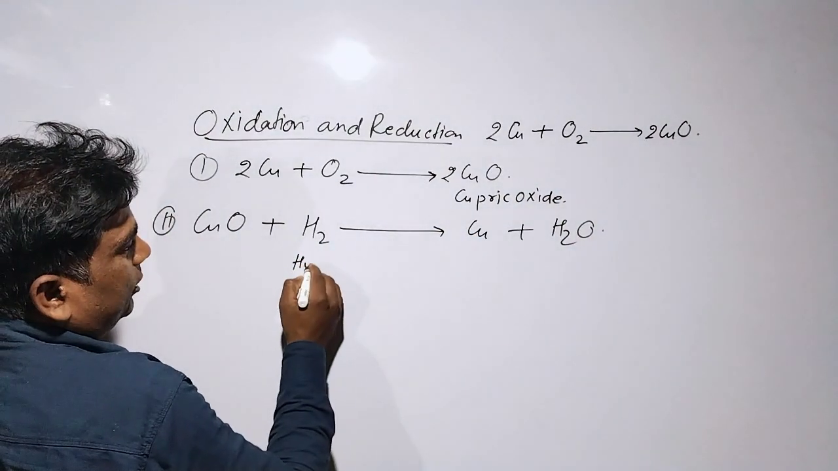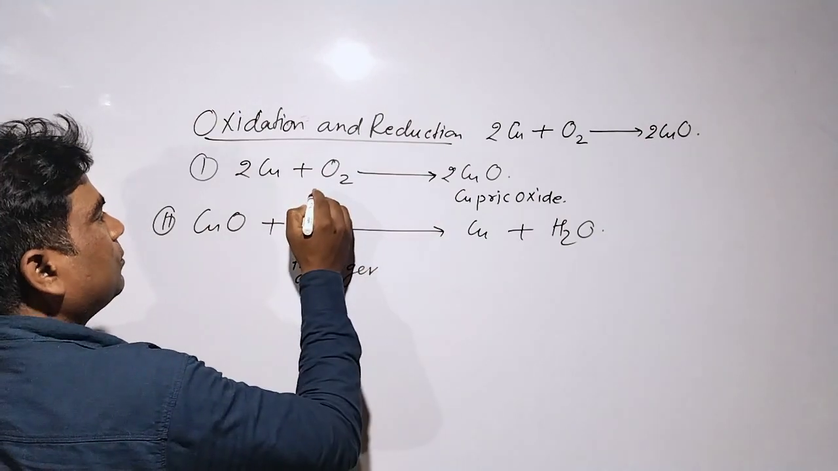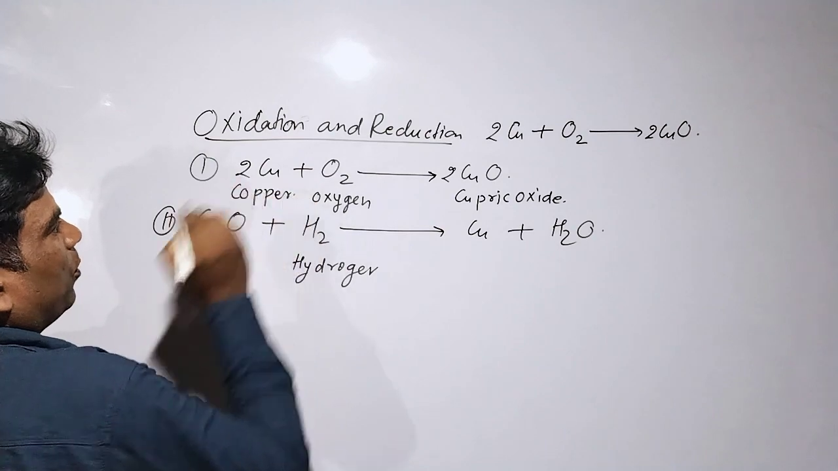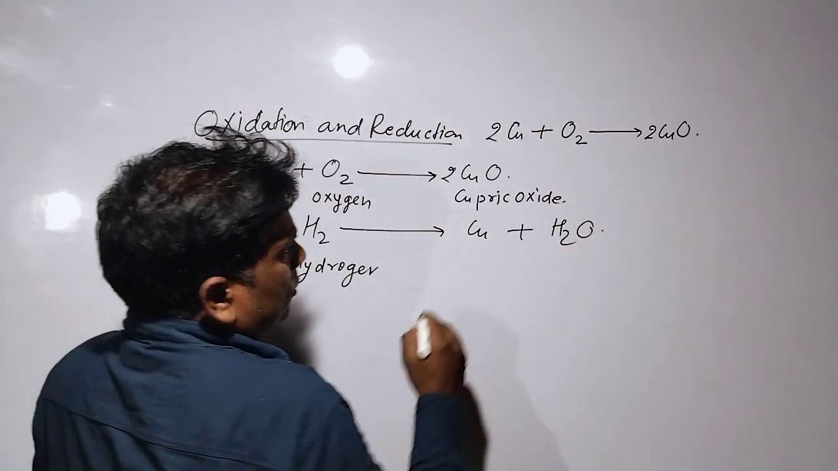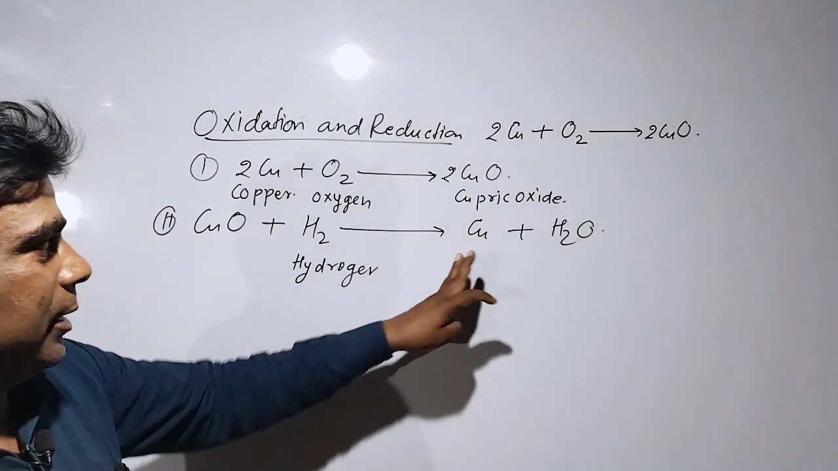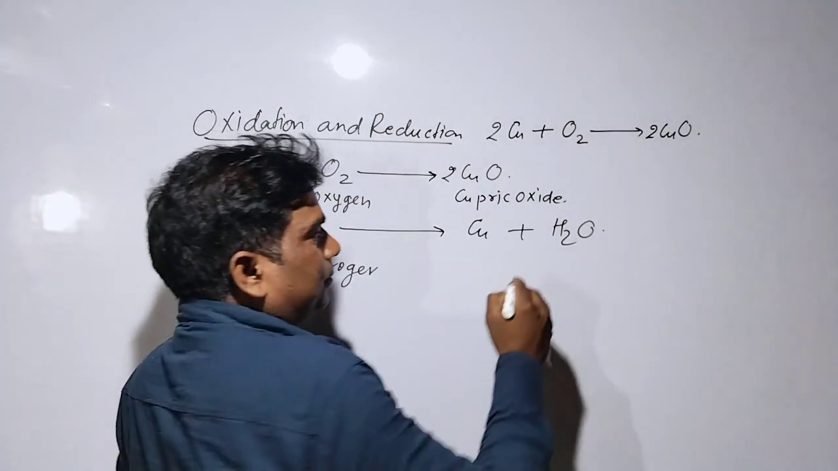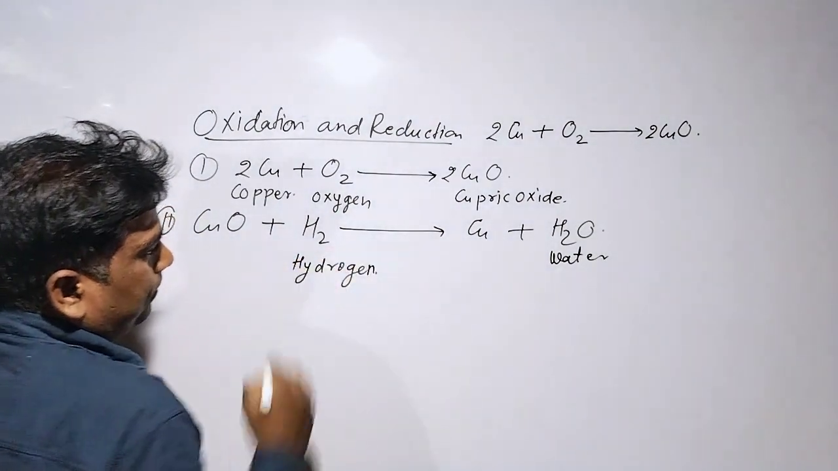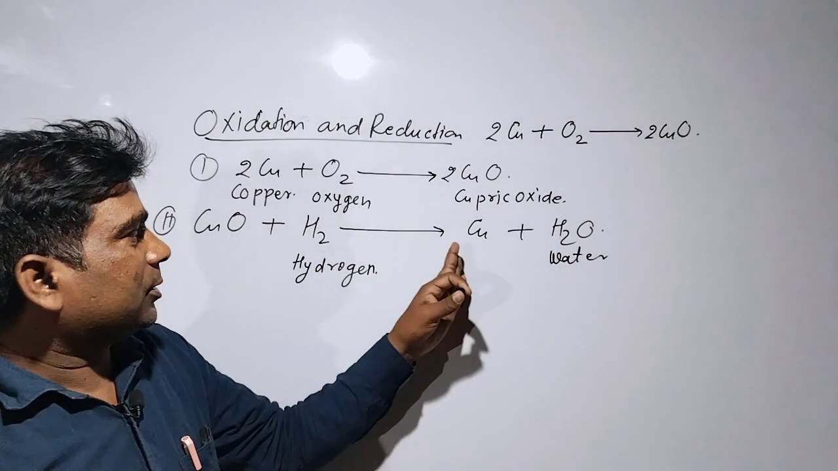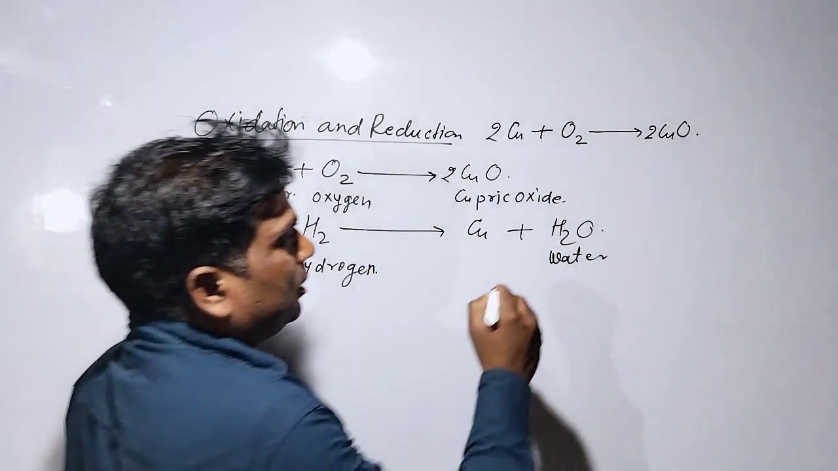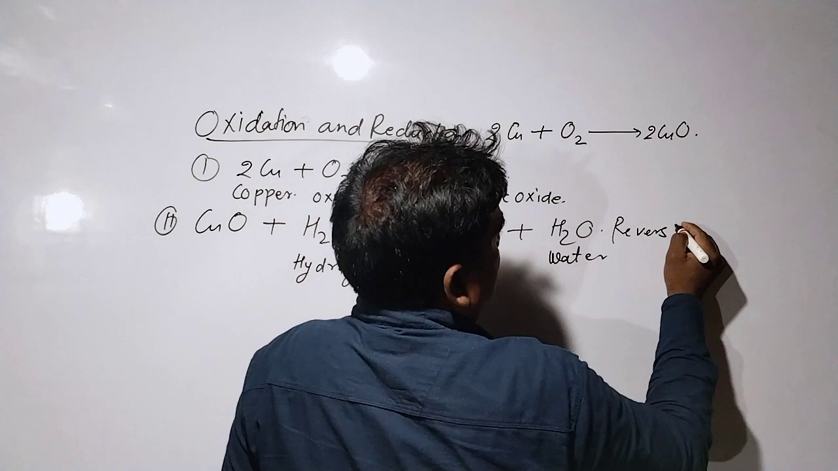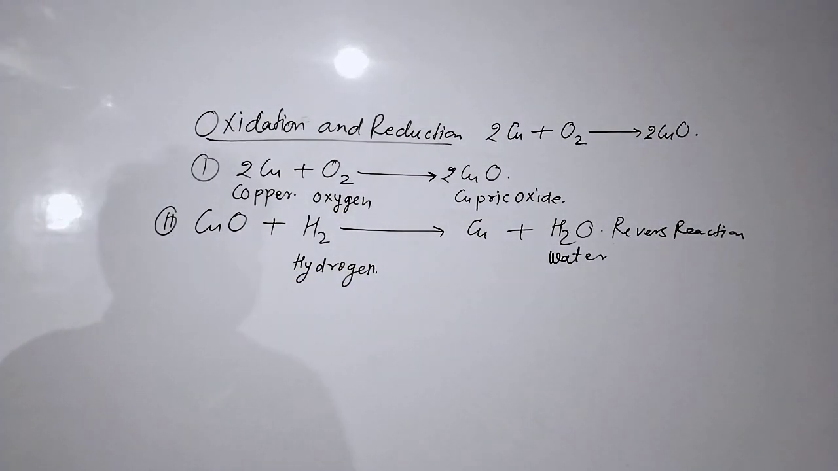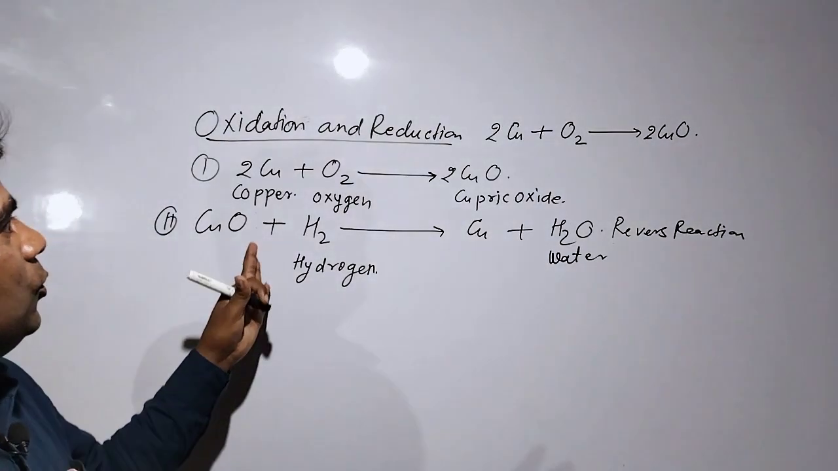And hydrogen, oxygen and copper. So we obtain in the products copper and water. This process is a reverse reaction.